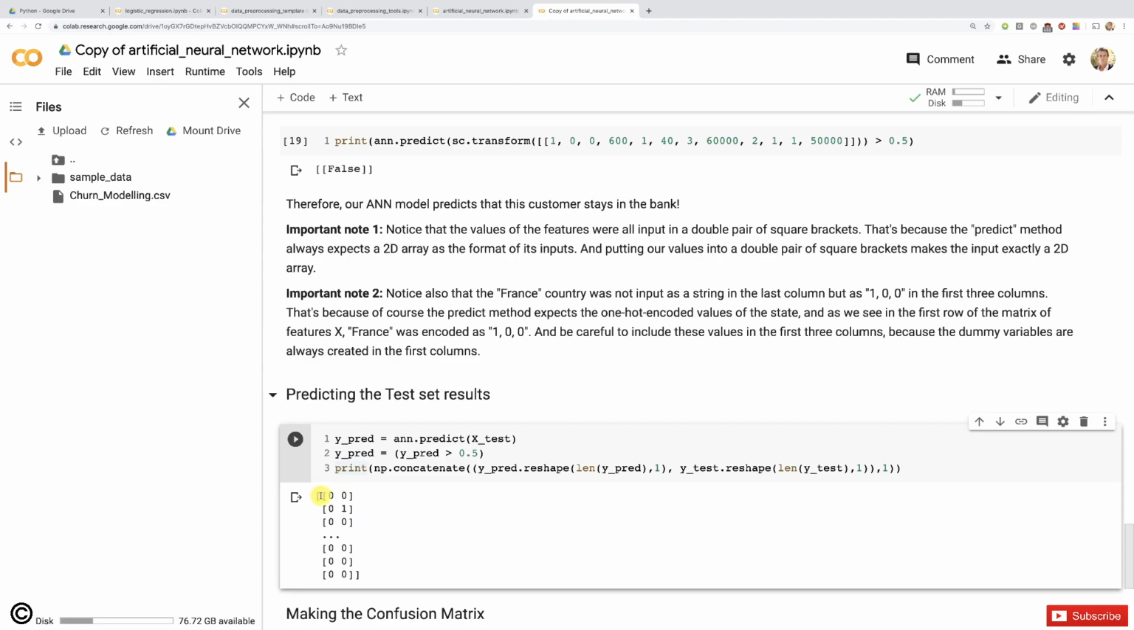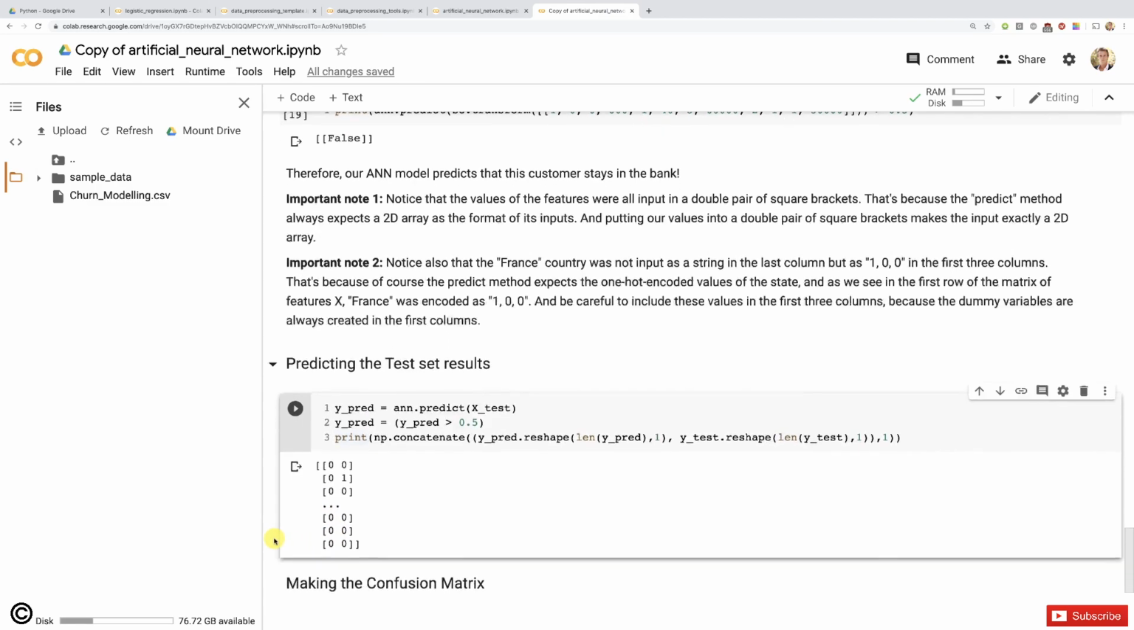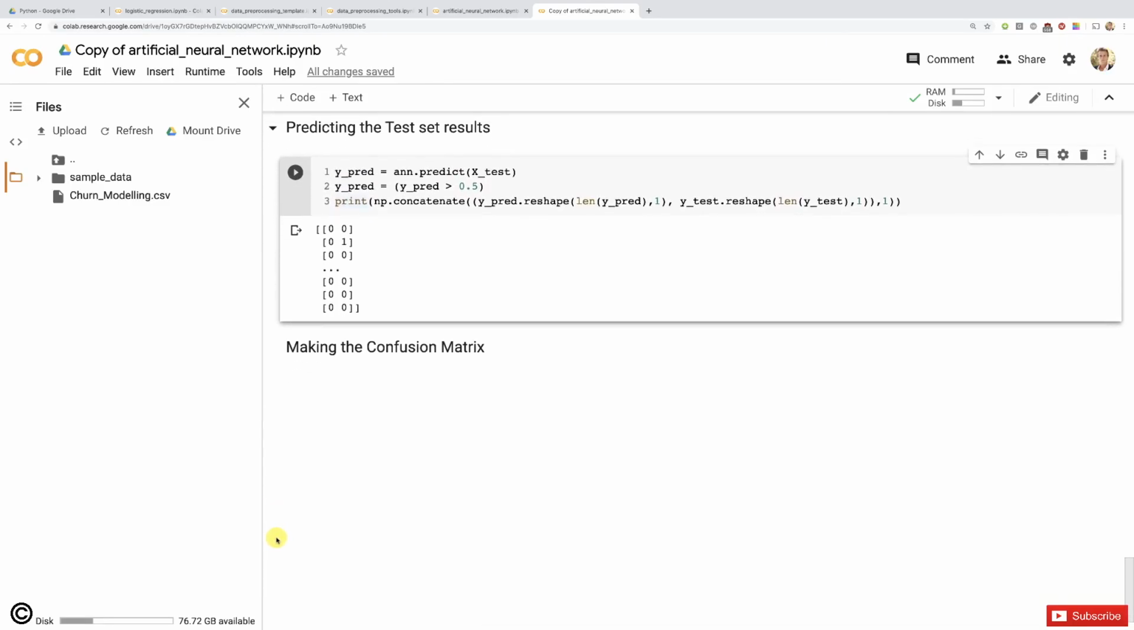That first customer of the test set, be careful, that's all the customers of the test set, well, that first customer in reality stayed in the bank and was predicted indeed to stay in the bank. However, that second customer actually left in reality the bank, but was predicted not to. Was predicted to stay in the bank. Then the third customer stayed in reality in the bank and was predicted to stay in the bank as well. And then for these three last customers of the test set, well, they in reality stayed in the bank and were predicted to stay indeed in the bank. So the results look really good, but the real way to check this is with our confusion matrix.